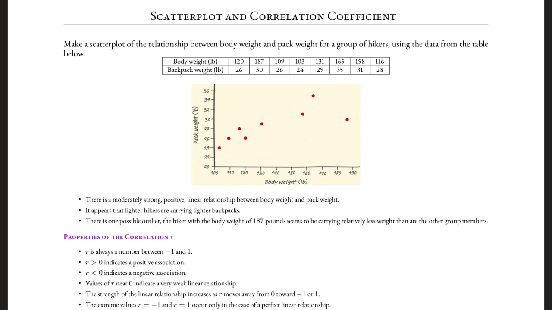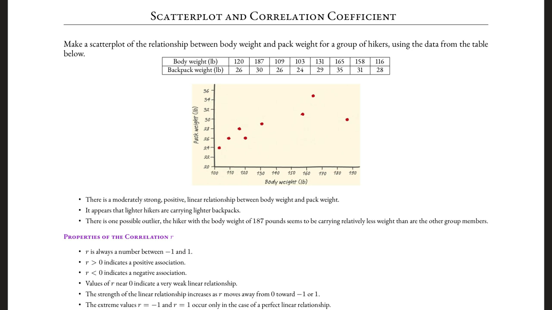It is not quite strong because some of the points are further away from the line that we would draw, and so we would use the term moderately strong. And since it is upward, it has a positive association. Since the relationship is positive, an increase in one variable also means an increase in the other variable. What this means is that heavier hikers would carry heavier backpacks. Similarly, lighter hikers would carry lighter backpacks.